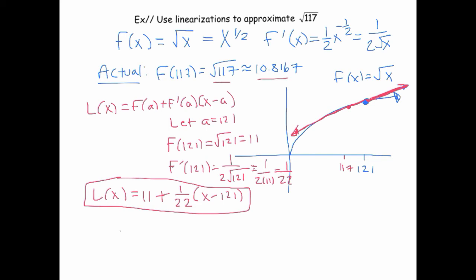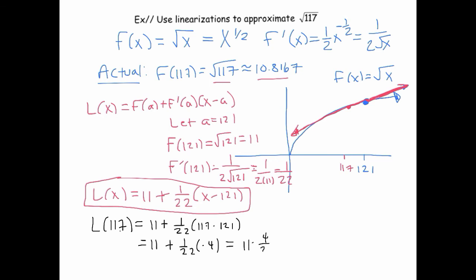So let's do that. L of 117 would be 11 plus 1 over 22 times (117 minus 121). And that ends up being 11 plus 1 over 22 times negative 4. So it's 11 minus 4 over 22, which is 10 and 18/22. And 18/22's decimal approximation is 0.8181, and that repeats. So we'll just write it as 10.81 repeating. Alright, and if you compare it to the actual square root, you can see it did a really good job. 117 isn't that close to 121, but our linearization did a pretty good job of approximating it anyway.